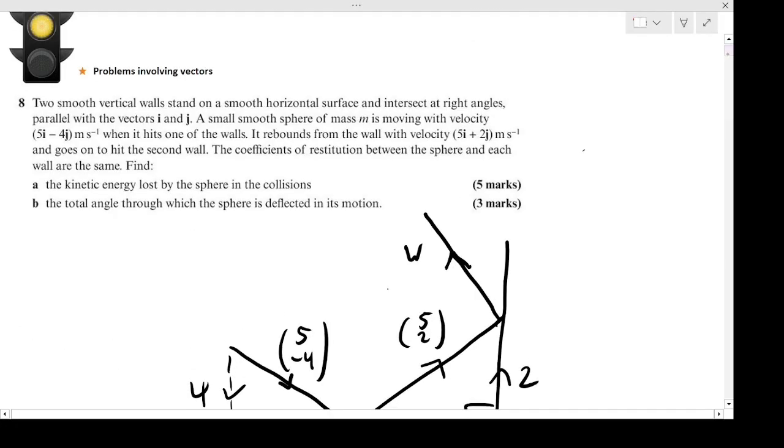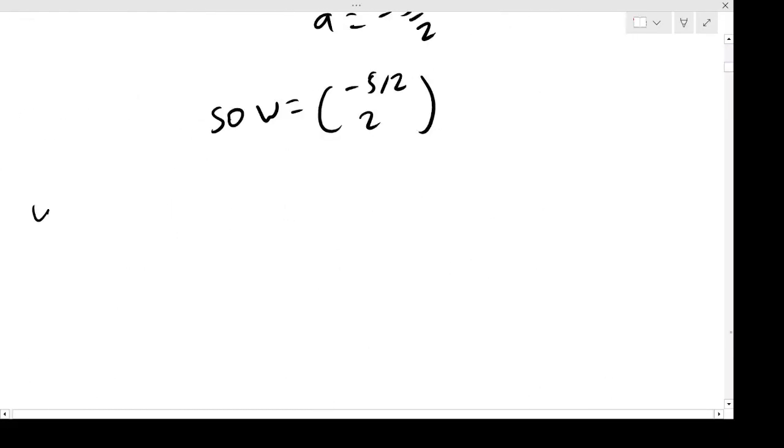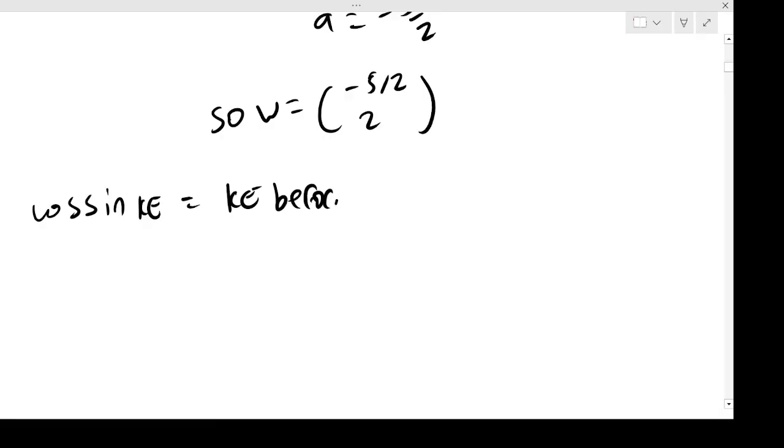But it's not asked for that. It asks for the kinetic energy lost. Now, again, the loss in kinetic energy, the formula we use is going to be the kinetic energy before, take away the kinetic energy after.